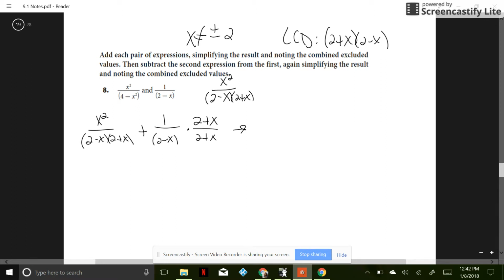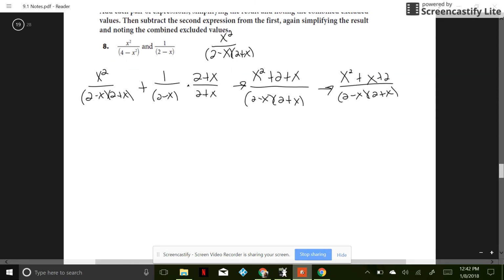When we do the addition, we've got the x squared, and then we're adding, multiplying 1 times the 2 plus x will get us values of 2 and x. And then our denominator, we said, was 2 minus x, 2 plus x. So putting it in standard form, we've got x squared plus x plus 2 over 2 minus x, 2 plus x.